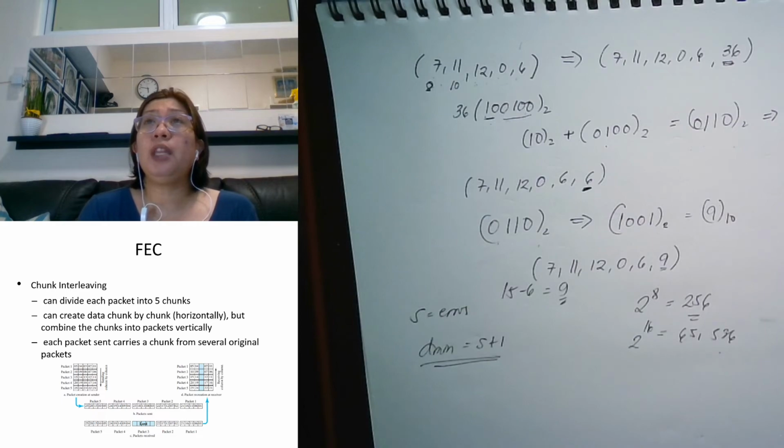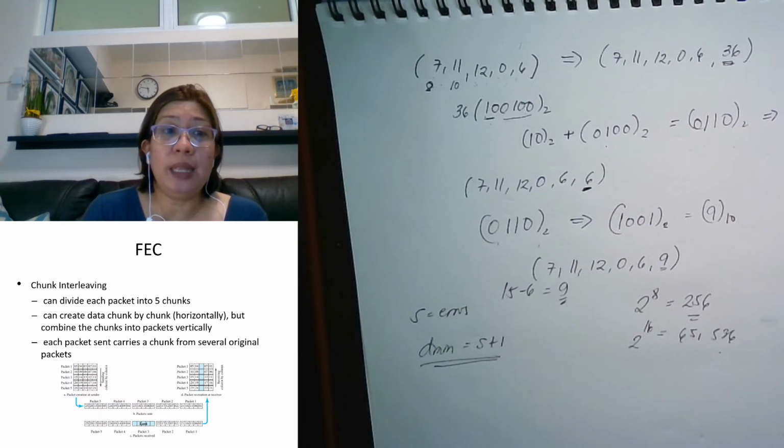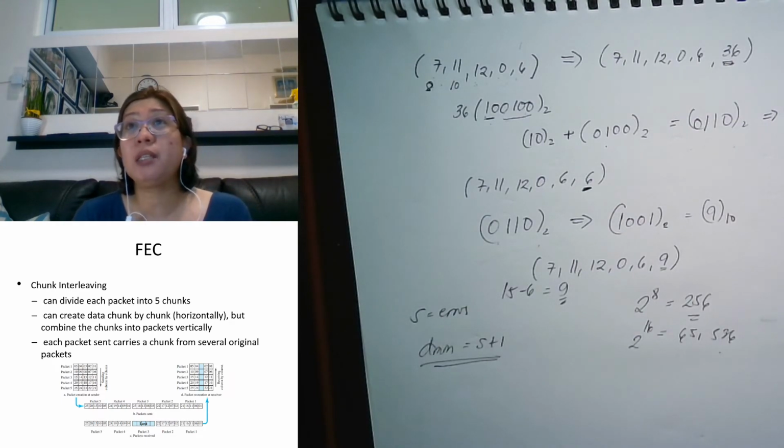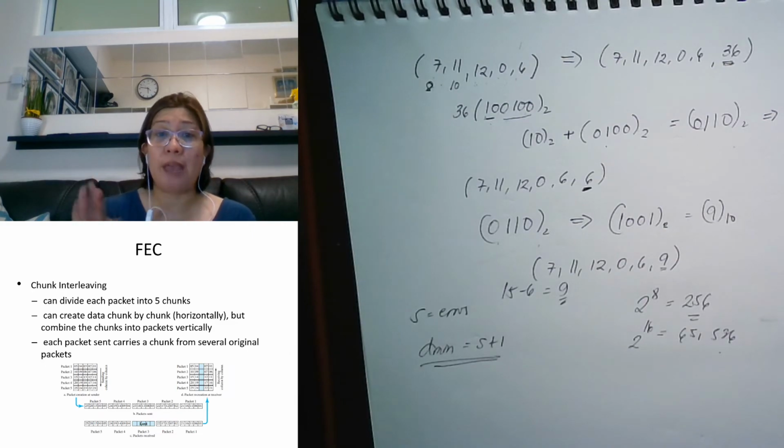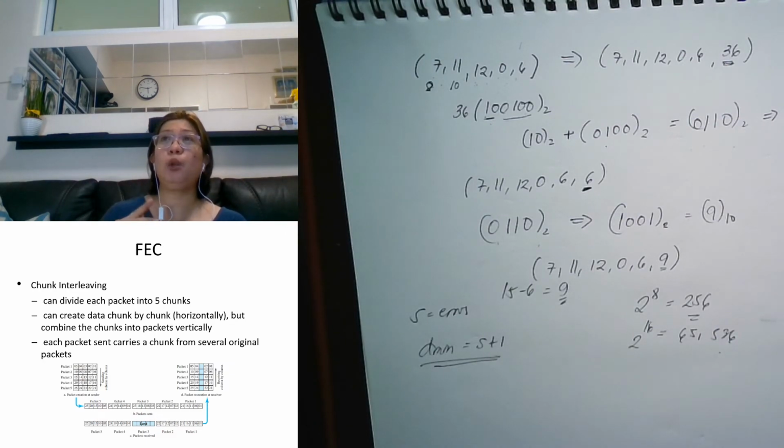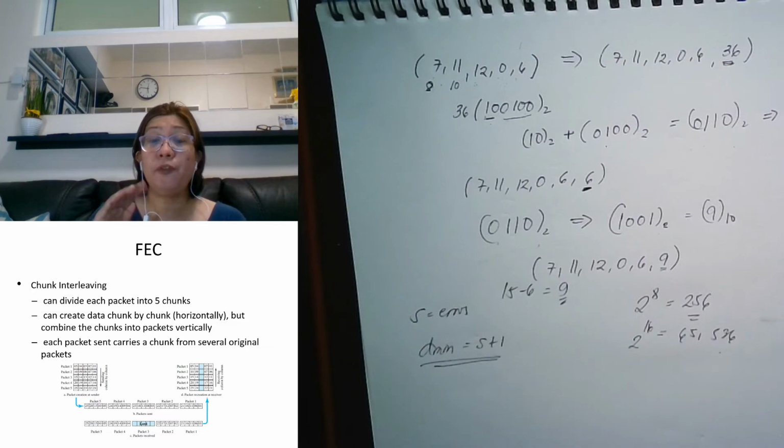You can divide each packet into 5 chunks. As you can see there, there are 5 divisions in each packet. So you can create data chunk by chunk horizontally, but combine the chunks into packets vertically. If you can see 5, 25, 15, 10, 5, you combine them vertically.